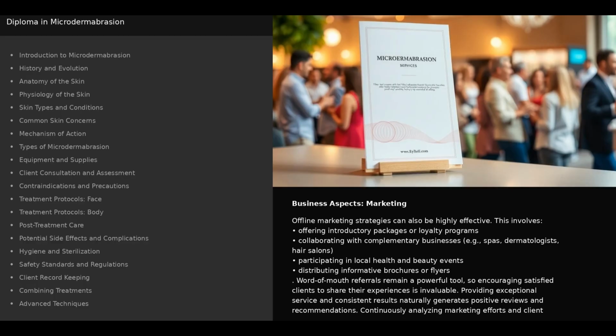Offline marketing strategies can also be highly effective. This involves offering introductory packages or loyalty programs, collaborating with complementary businesses, e.g., spas, dermatologists, hair salons, participating in local health and beauty events, distributing informative brochures or flyers. Word-of-mouth referrals remain a powerful tool, so encouraging satisfied clients to share their experiences is invaluable.